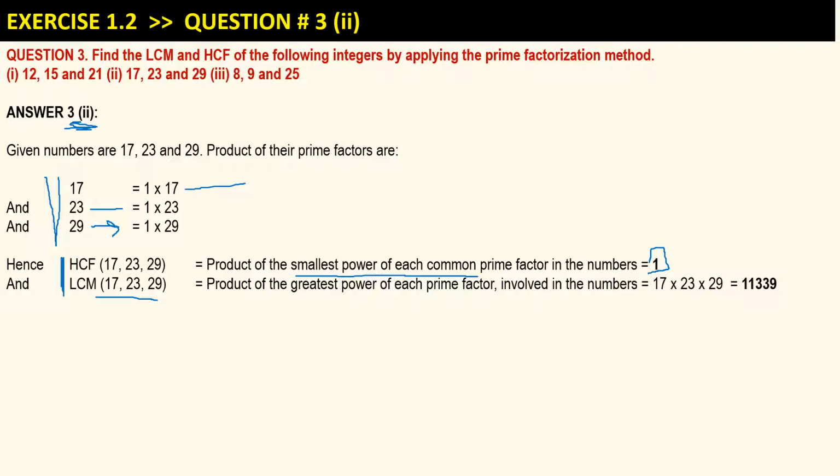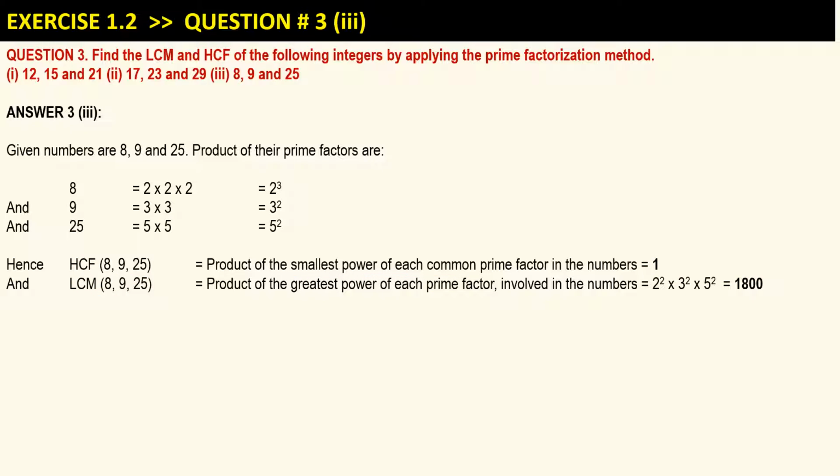In case of LCM, the product of the greatest power of each of the prime factors involved will be multiplied. So we get 17 multiplied by 23 multiplied by 29, so that will be 11339. So we have gotten the HCF as 1, and the LCM of the given three numbers will be 11,339.